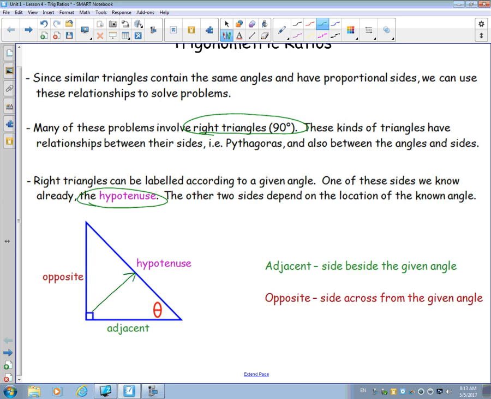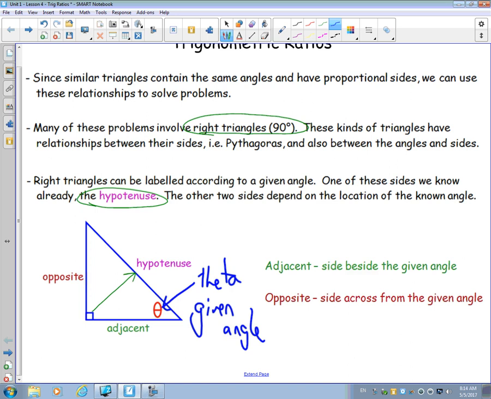But the other two sides also have names, and we name them in relation to a given angle. So this symbol down here, we call this theta. Theta is a given angle. Now sometimes I know the number, maybe it's 30 degrees. Sometimes it's my x, my unknown. I want to figure out the angle, but it's an angle. The other two sides can be labeled according to where that angle is.